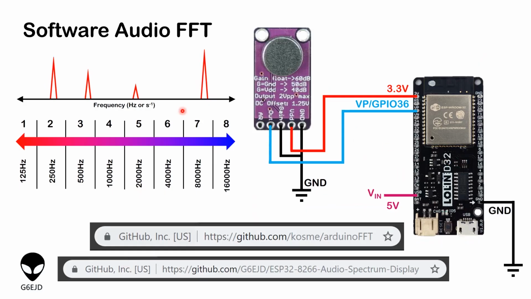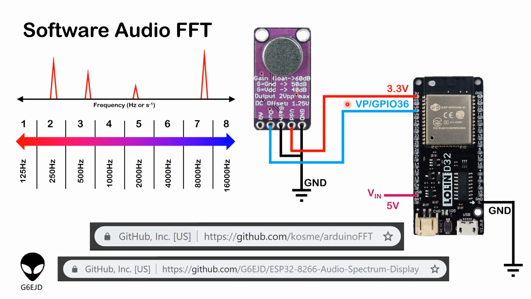Here, I'm just going to show you how we're going to do this using the software Fourier Transformation. So in the software Fourier Transform, all you require is a microphone, and this microphone has an automatic gain control. So basically what you need to do is when you tie this gain to ground, you have a gain value of somewhere around 50 dB, and that is good enough to give you a good signal.